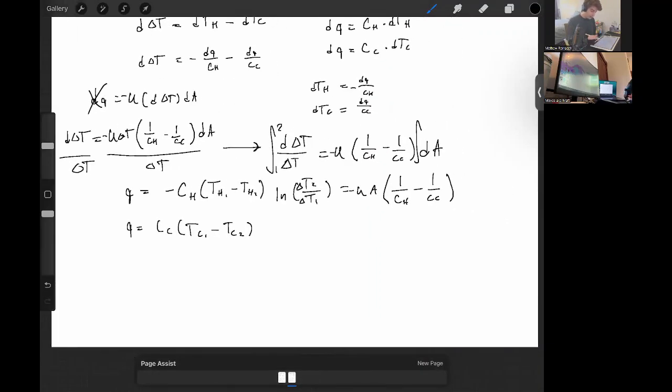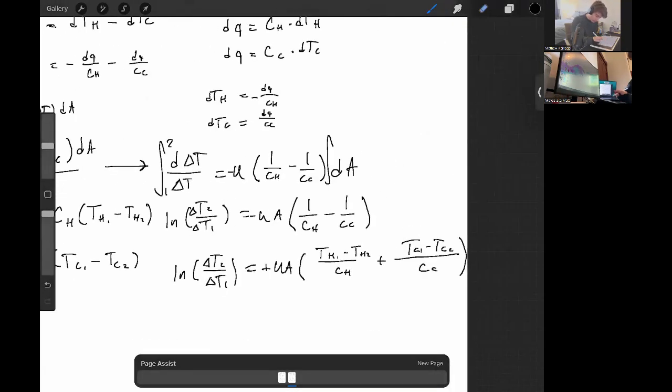If we plug in these functions to our new equation that we have here, we get something like natural log of delta T of 2 over delta T of 1 equals negative U A over, and then this should be TH1 minus TH2 over C of H, plus, sorry, and then this turns into a plus, cancel out negative, and then this turns into T C of 1 minus T C of 2 over C of C. Oh, wait, no, sorry. Over Q, over Q.